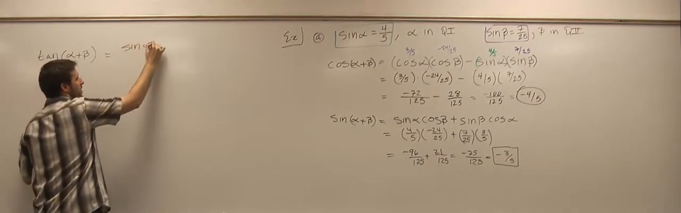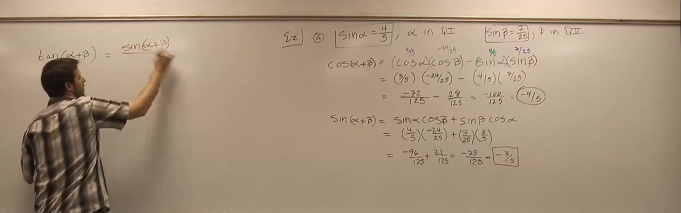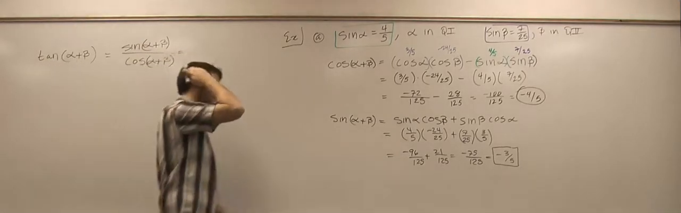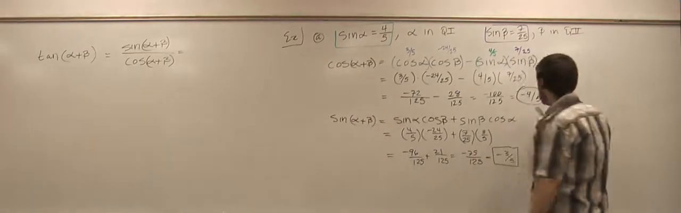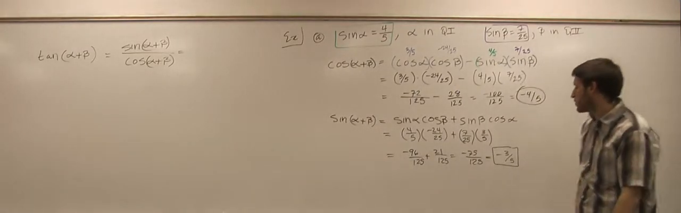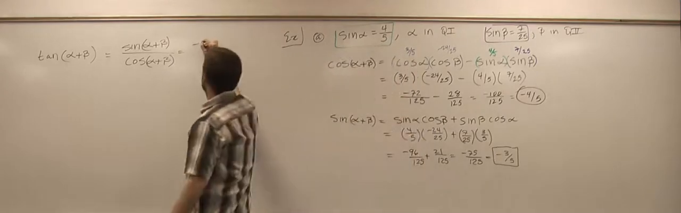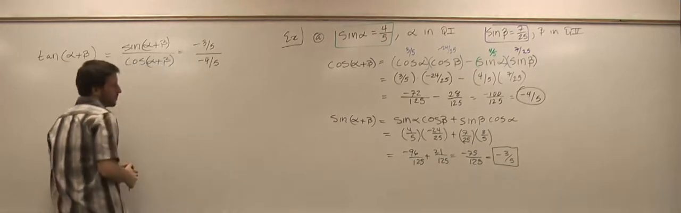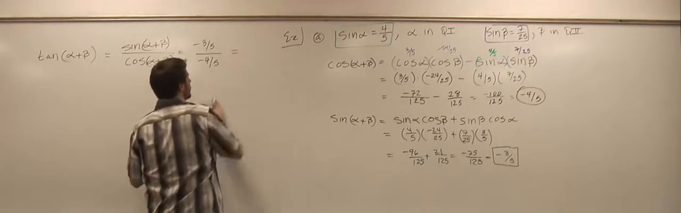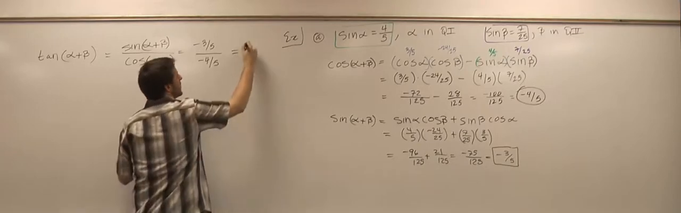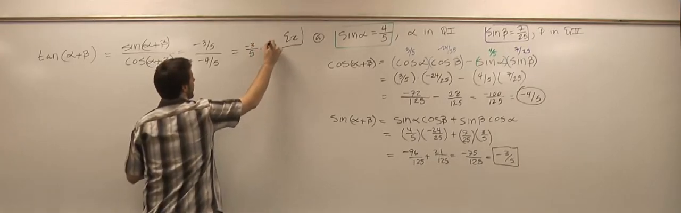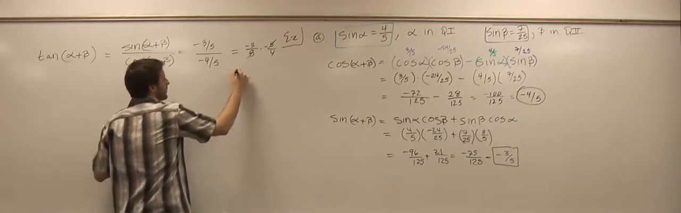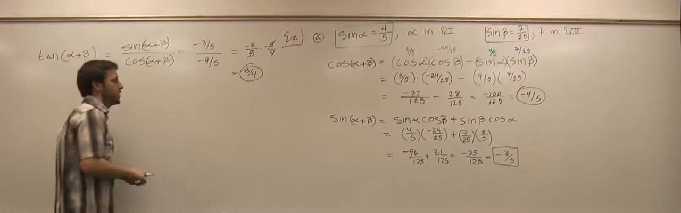Tangent is forever and always sine over cosine. So if I happen to ask for tangent, you can just divide these two answers. Sine over cosine. So when you flip and multiply, you get negative 3/5 times negative 5/4. So 3/4.